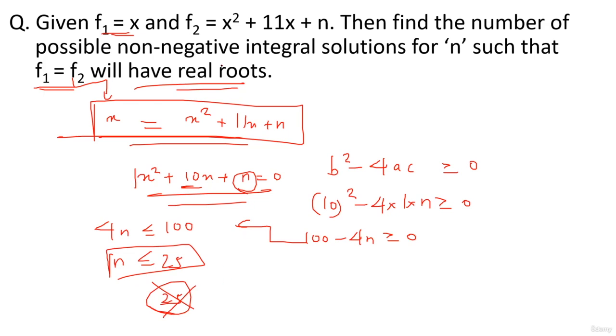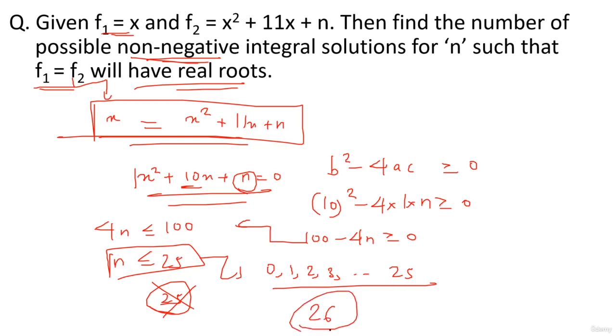Okay, why? Since they are saying non-negative. Okay, non-negative मतलब negative नहीं हो सकता, तो zero भी आ सकता है अपने आंसर में, right? So if n is less than equal to 25 here in this case, n can take any value from 0, 1, 2, 3 integer values 0, 1, 2, 3, 4 up to 25. These are not 25, these are 26 values. Okay, so the answer is there can be 26 possible values of n.